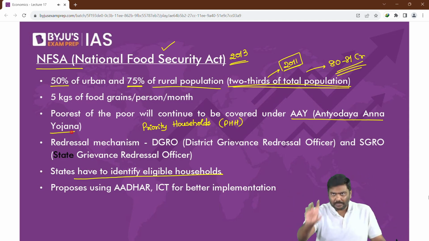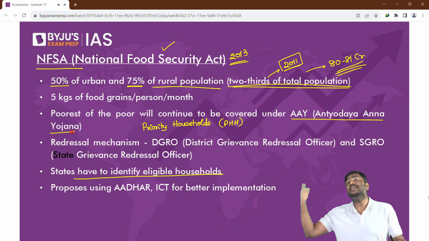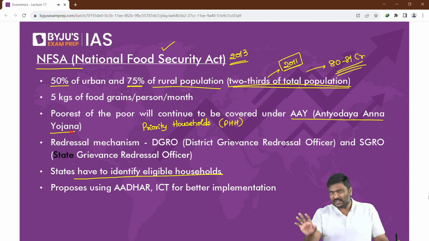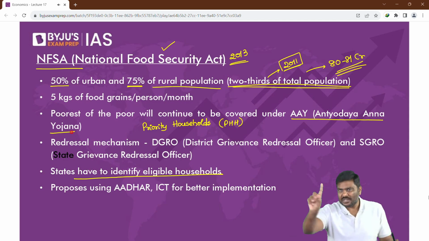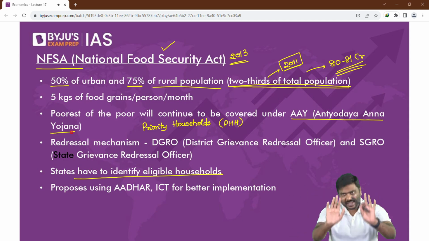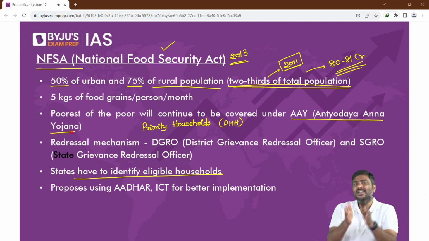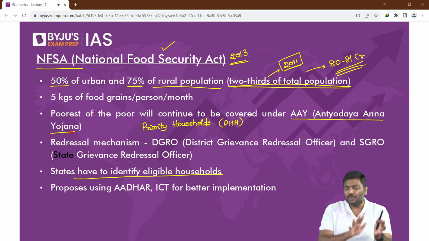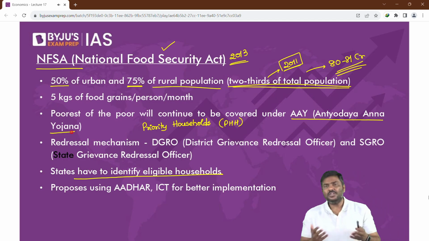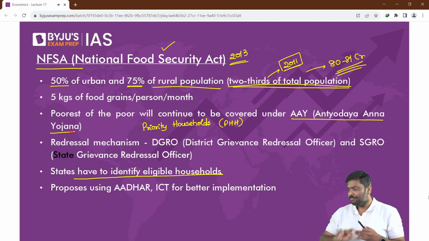Meaning what? Let me ask you a very simple question. Imagine there are two beneficiaries. One person is earning 10,000 rupees per year, not per month, per year, and another person is earning, let's say, 1,000 rupees per year. Now, please answer my question. Do you think it is fair for the government to distribute the same quantity of food grains to both of them? Does it make sense to you?